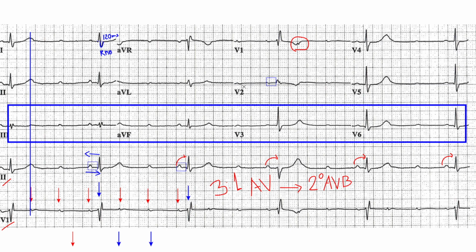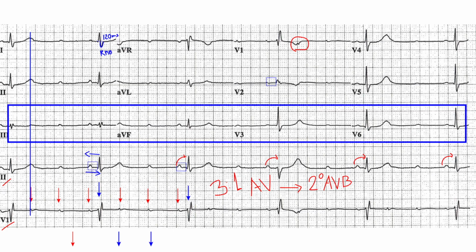Actually, at this rate, you would more likely expect an idioventricular rhythm. Now, this patient could be on some sort of beta blockers or some sort of medication to keep the heart rate down, and it's keeping the heart rate down universally. And that's why we're seeing this relatively narrow rhythm instead of some sort of idioventricular rhythm.